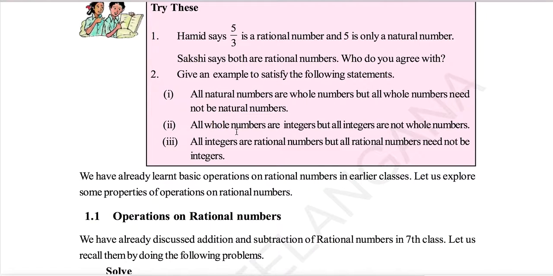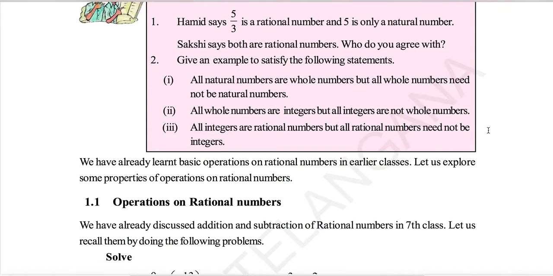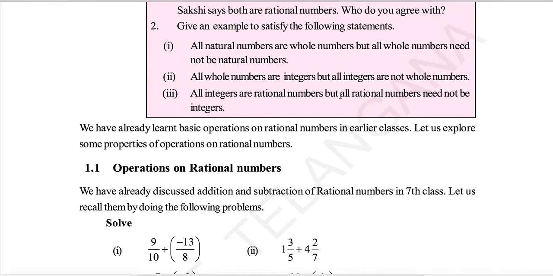All whole numbers are integers, but all integers are not whole numbers. Meaning, if you take minus 4, that is not a whole number, but it is an integer. But if you take 0 or 1, 2, 3, 4, anything which is a whole number, that is also an integer. So vice versa is not true.